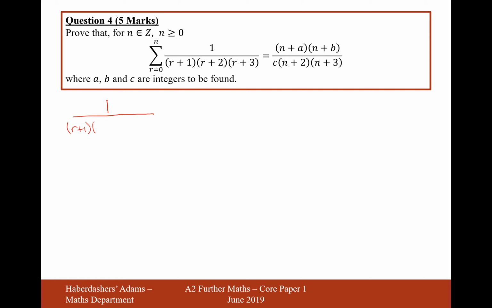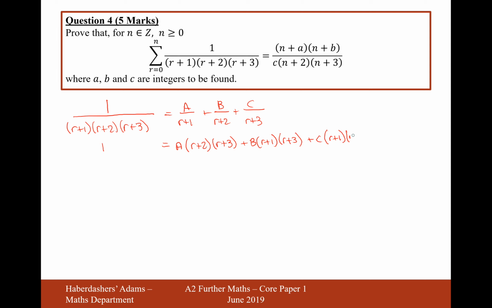So 1 over (r plus 1)(r plus 2)(r plus 3) will equal a over r plus 1, plus b over r plus 2, plus c over r plus 3. Let's now multiply the whole expression by all three of these brackets. It's going to give us a times (r plus 2)(r plus 3), add b lots of (r plus 1)(r plus 3), and c lots of (r plus 1)(r plus 2). And now let's start substituting in strategic values of r.